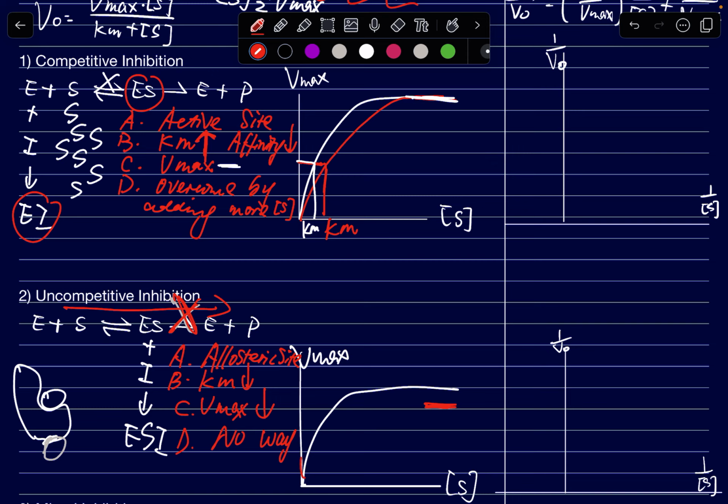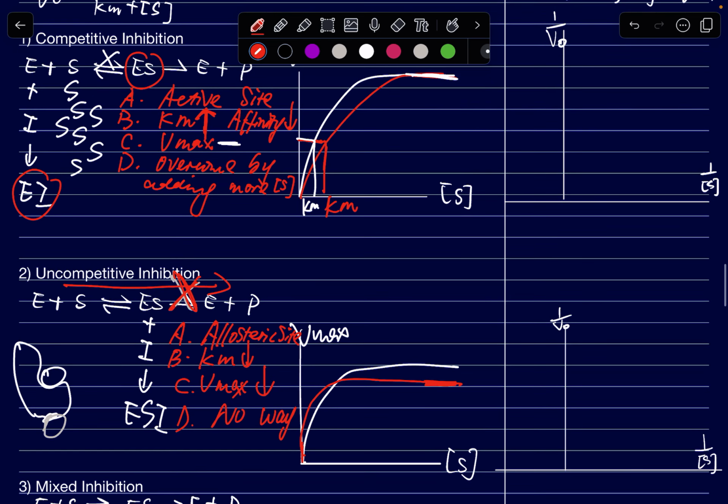And then the Km will be decreased as well, right? So to reflect it on the graph, my new Km will be here. But the original Km was, let's say, that's a little bit far stretching, let's say it's here. So you can see the decrease of Km on this graph. All right, so that's the case of uncompetitive inhibition.